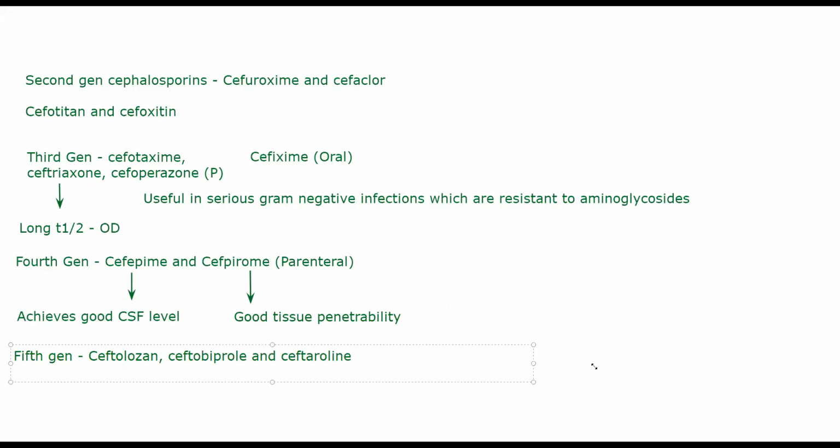Okay, ceftolozane. Now, these three were specifically made for methicillin resistant staphylococcus. There was one very troublesome bacteria called methicillin resistant staphylococcus aureus. You will have both MSSA and MRSA.